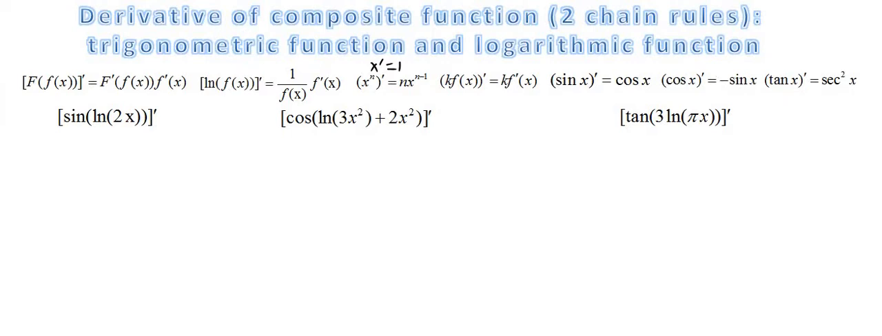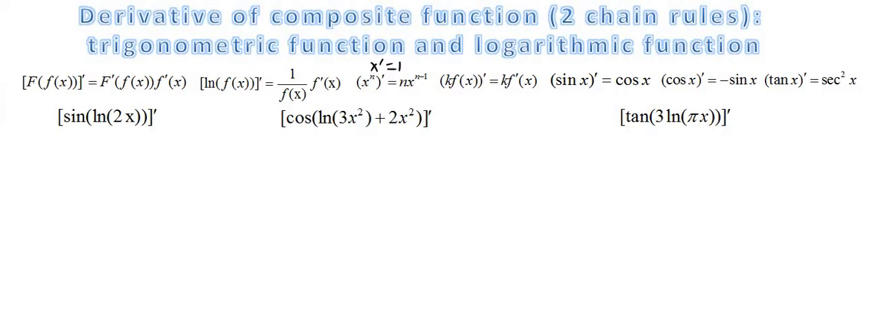And the second formula is the derivative of a composite logarithmic function. The derivative of ln f(x) equals 1 over f(x) times the derivative of f(x). The third one is the standard power rule. The fourth one is the constant multiple rule. And I also list the derivatives for the three trig functions.